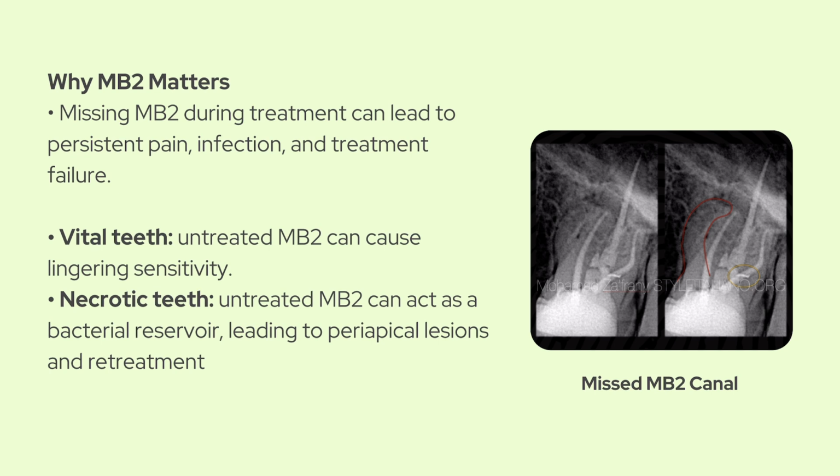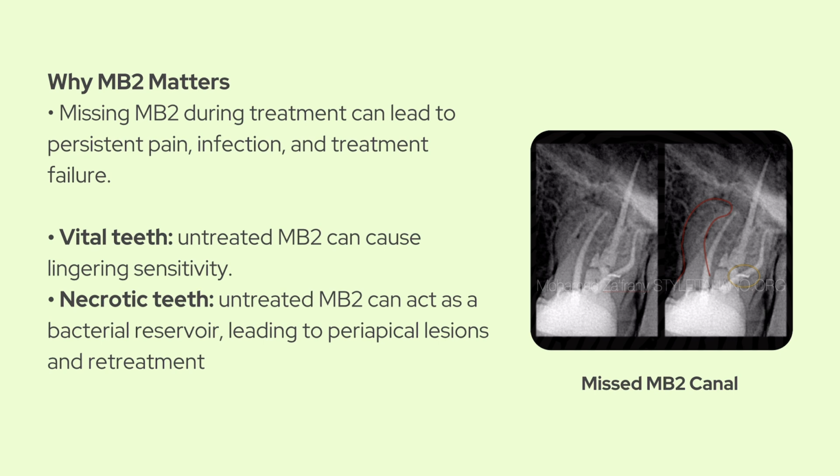First off, let's talk about what happens if we miss the MB2 canal during treatment. In vital teeth with irreversible pulpitis, leaving the MB2 untreated can lead to persistent pain, especially in response to thermal stimuli. Your patient might come back complaining of sensitivity or discomfort, even though you've already treated the main canals. And in necrotic teeth, it gets even trickier because the untreated MB2 can act as a bacterial reservoir, increasing the risk of periapical infection and ultimately treatment failure.